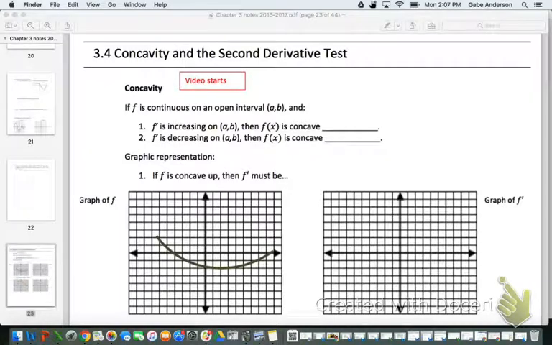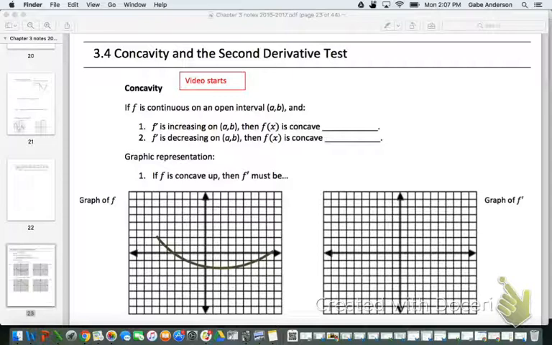This is our intro video for AP Calculus AB, section 3.4. We're going to be looking at concavity in this video, and then later on in section 3.4, we'll be looking at the second derivative test. So, concavity. We're going to be looking at basically two different categories of concavity. So let's take a look at our first couple of statements here.